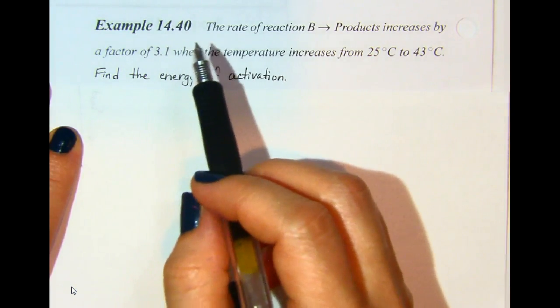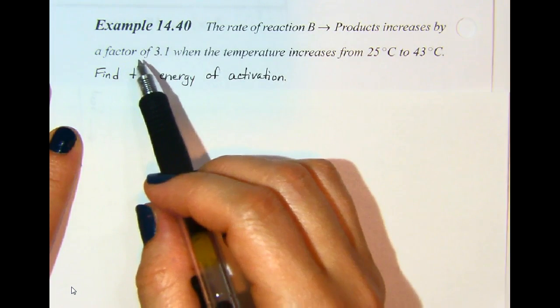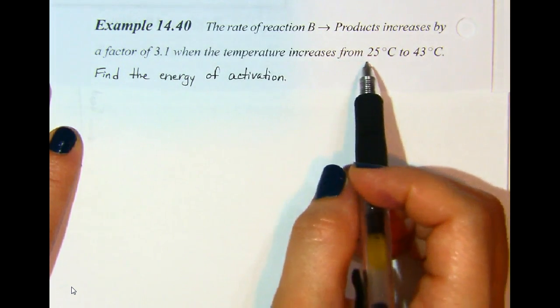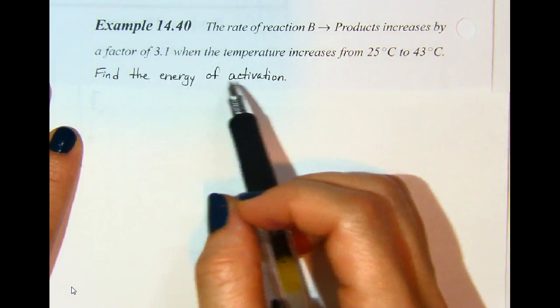Example 14.40: the rate of reaction B goes to products will increase by a factor of 3.1 when the temperature increases from 25 degrees Celsius to 43 degrees Celsius. Find the energy of activation.